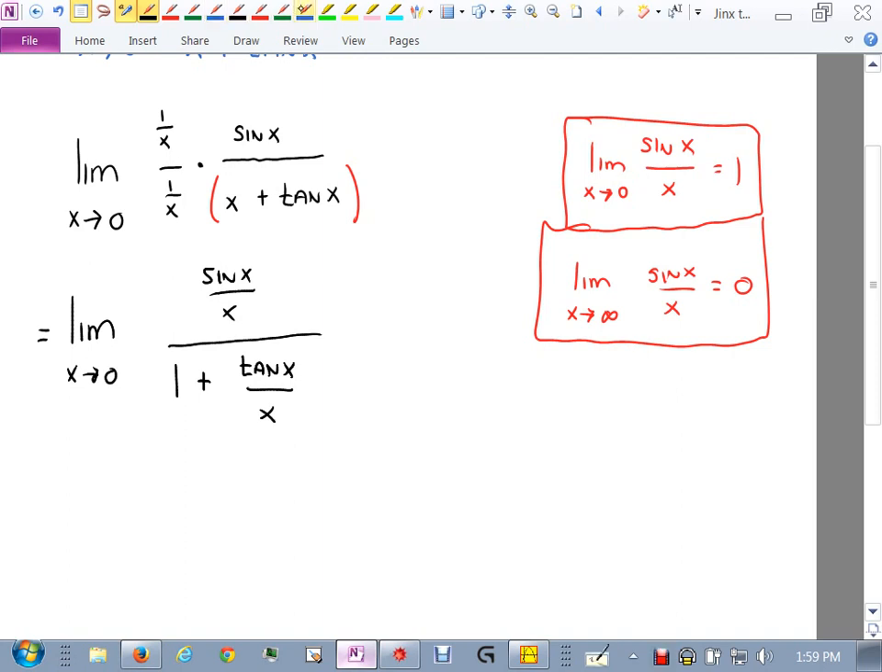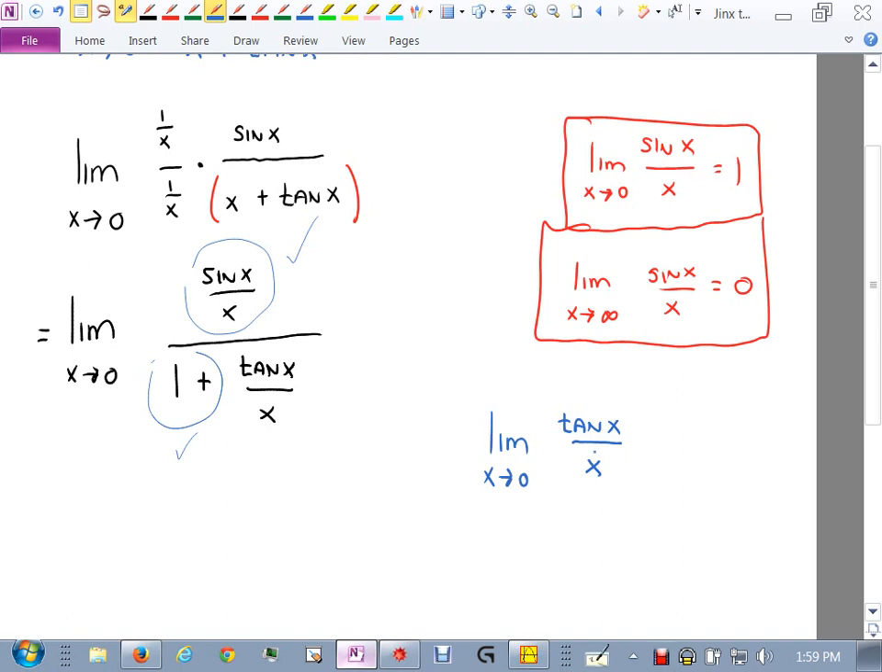I'm going to circle in blue the things that I'm happy with. I'm happy with those two. This one's going to go to 1. This one's going to go to 1, so I'm not worried about it. This is the only one I still need to resolve. So what I'll do is on the side here, let me just take a look at that. What is the limit as x goes to 0 of tan x over x?